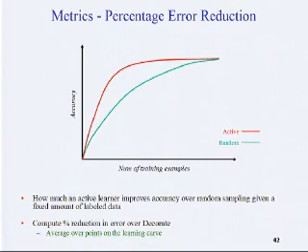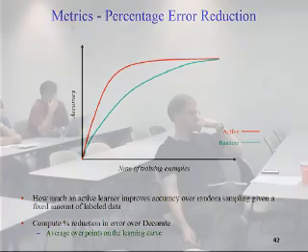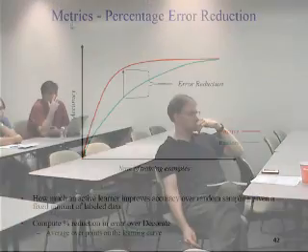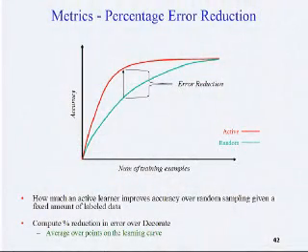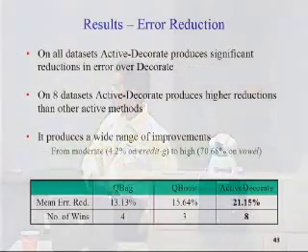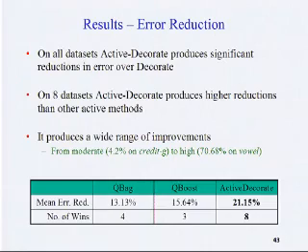The second metric that we looked at is percentage error reduction. Here we want to focus on, given a fixed amount of labeled data, what is the maximum improvement in accuracy? So we're interested in this reduction in error in the curve. We compute this by looking at the percentage error reduction at each of the points over Decorate with random sampling, and then average these across the learning curve.